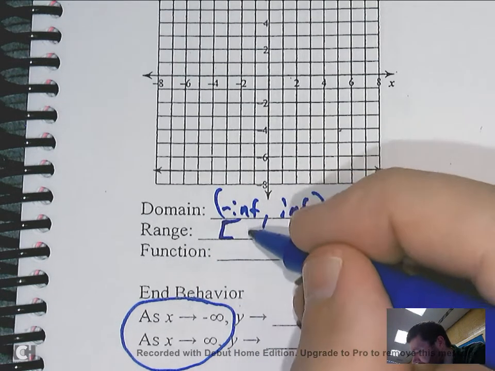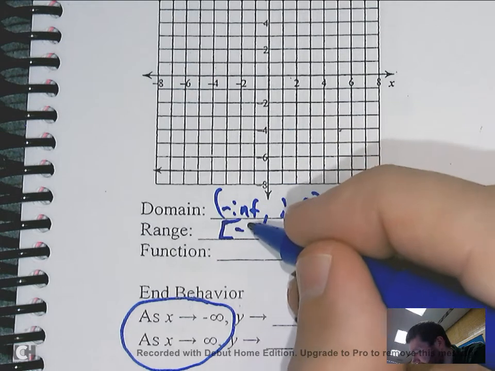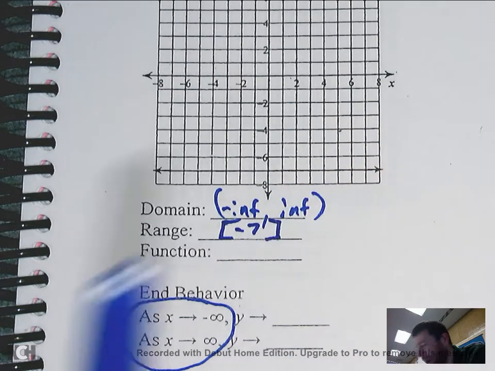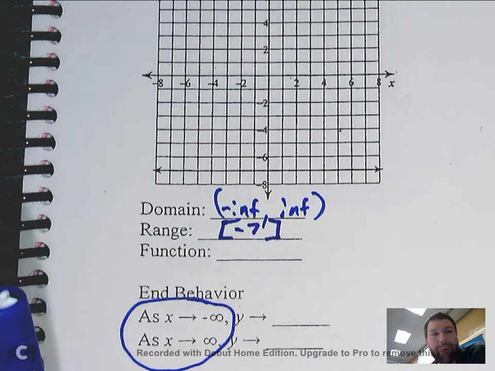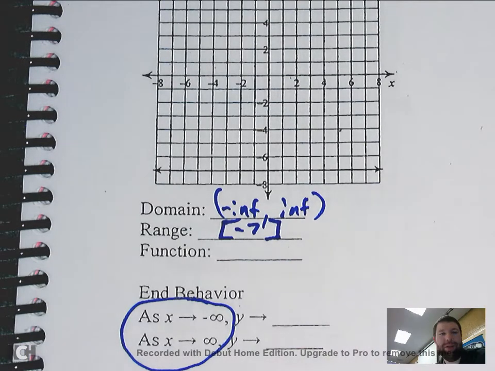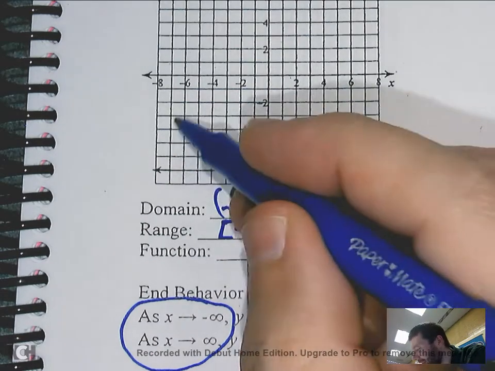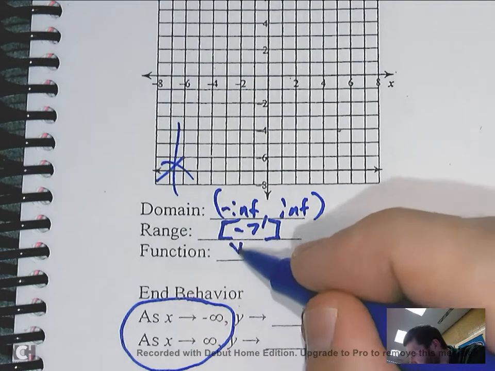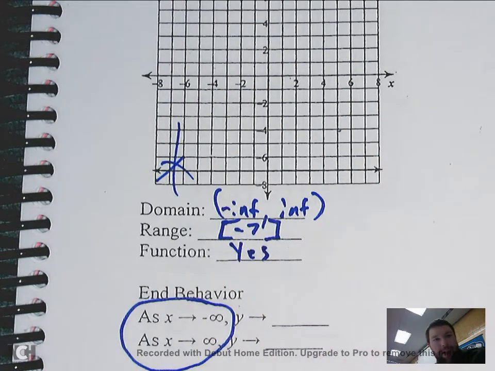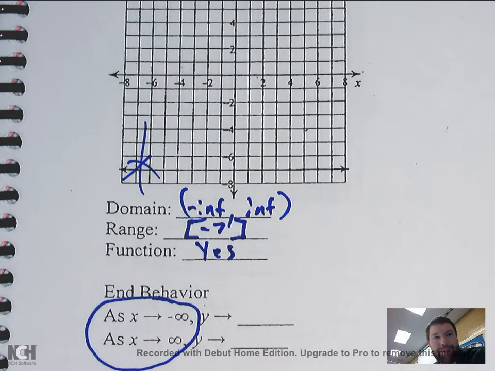So I'm going to use brackets around the number -7, and that would be my range. It is literally only -7. It is only equal to -7. There's nothing else on the range, just -7. Okay, and then the function, yes, definitely a function. Only hits it once, right? So yes.